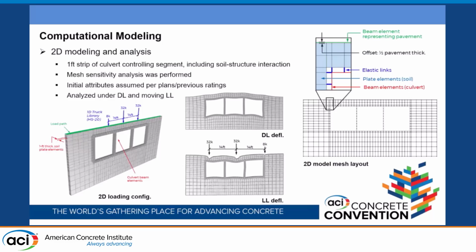One other thing we included in the model was the effect of pavement. That is not really captured in the code equations, but based on what we saw in the field, all 10 culverts had some sort of pavement, of different thicknesses. So we believe that would have an impact on the load distribution behavior. Here are some representative graphics showing the deflection under dead load and live load for these culverts.